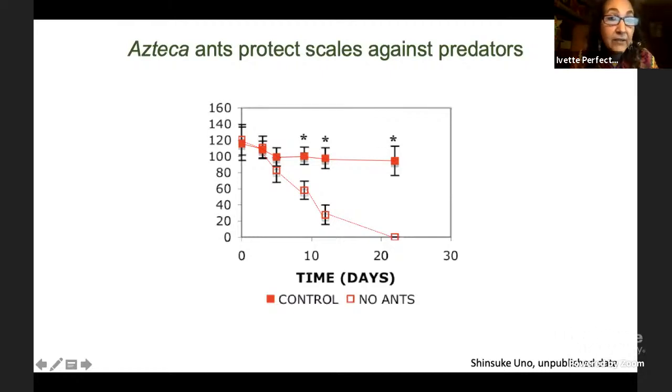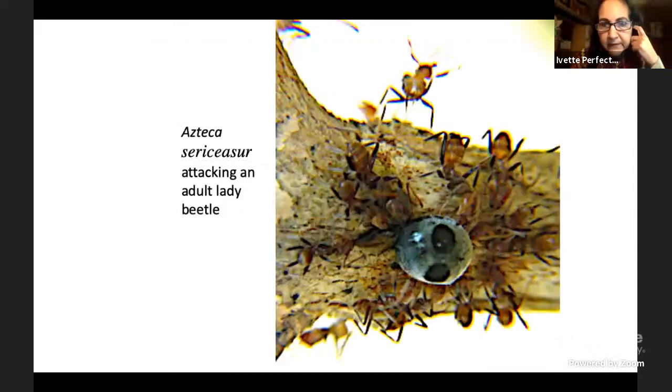And you can see the dramatic reduction in this, I'm sorry, I forgot to put the label here, but these are numbers of scales. So the dramatic reduction in the numbers of scales is in the areas where the ants were not allowed access, no? And so basically in 3 weeks, the scales were gone. This predator basically ate the scales. So the ants are very effective at protecting the scale insects.